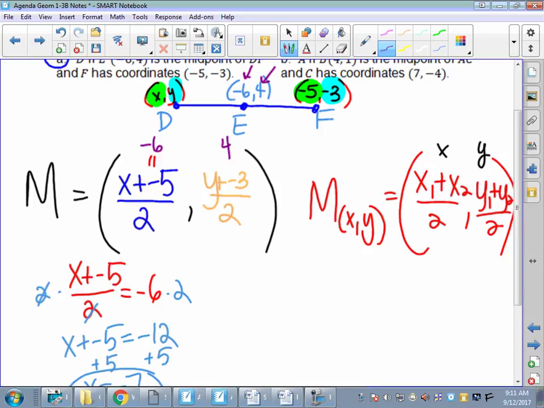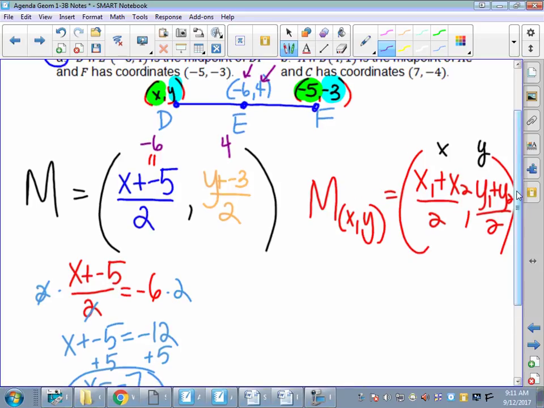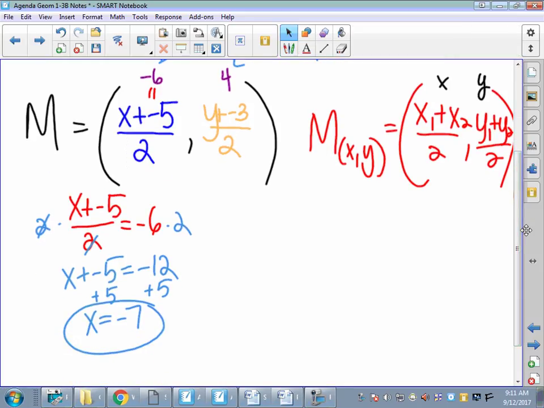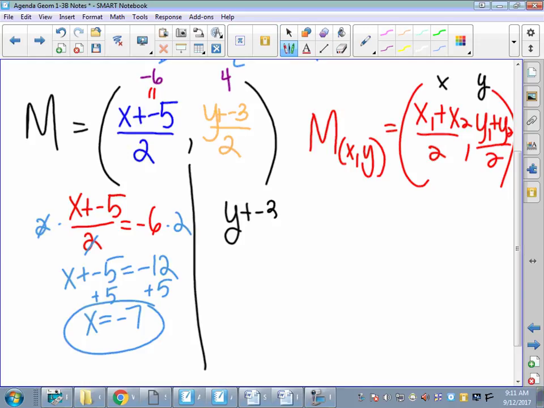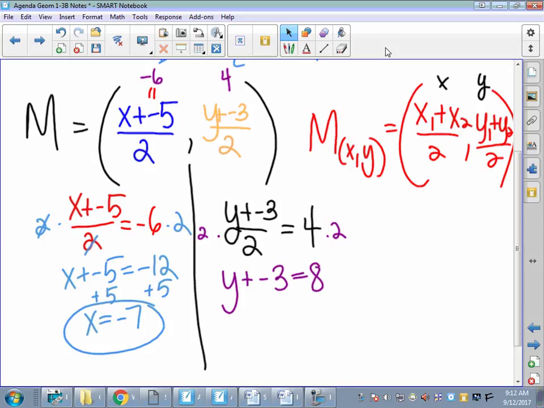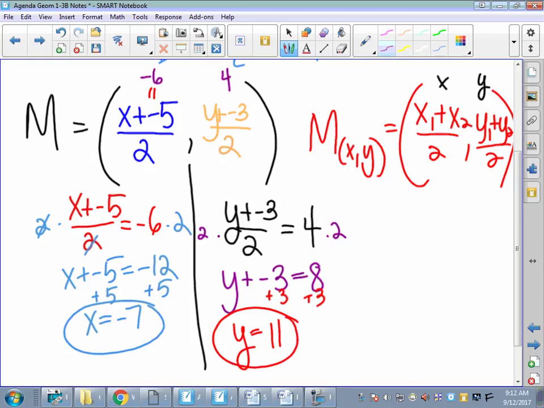So if I know that I did the math problem y plus -3 over 2, it's going to give me a 4. I can use that to set up an equation. I'm going to say y plus -3 over 2 has got to be equal to 4. And then I'm going to use the same strategy to solve. I'm going to multiply by 2. So y plus -3 equals 8. And I'm going to go ahead and add 3. So it looks to me like my y coordinate is 11.